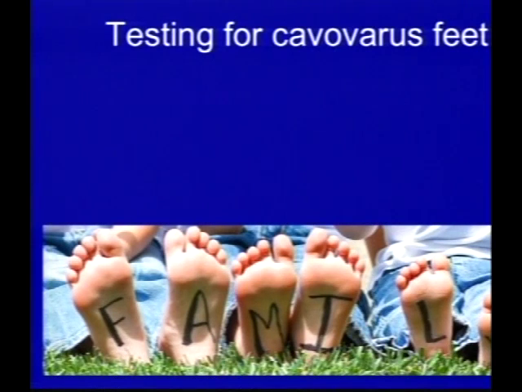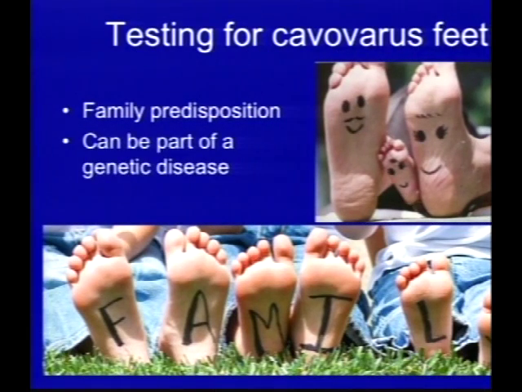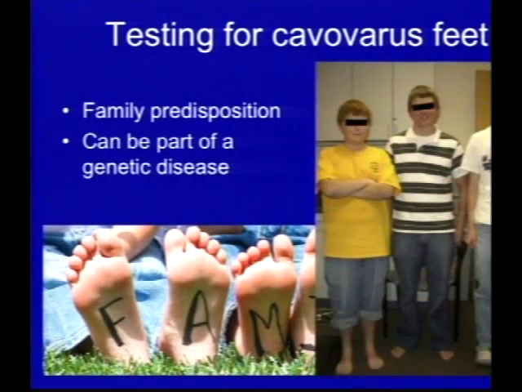This is actually inherited. So if someone in your family has high arches, you're more likely to also have high arches, okay? Just like people with flat feet, you can have flat feet because you've got only two people to blame, okay? And so, like I said, it can be part of a genetic disease as well. This is a whole family of people that have the same thing, okay?